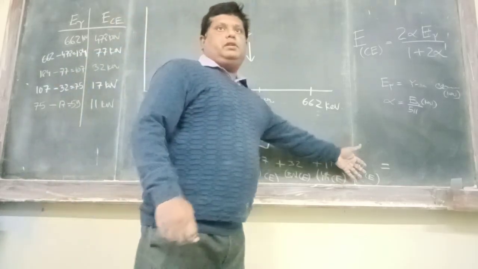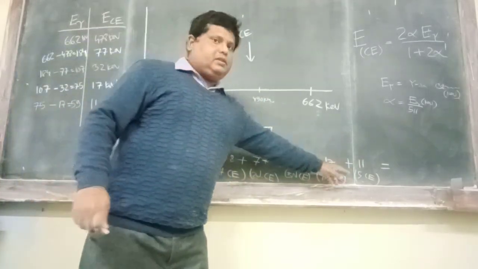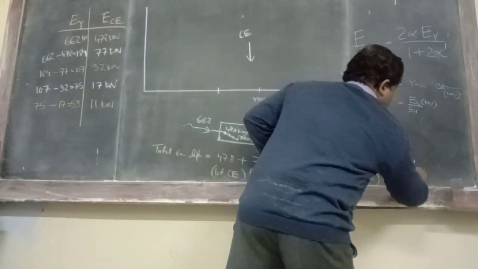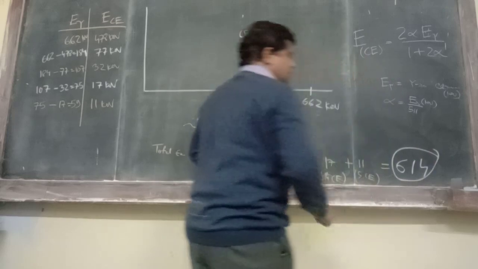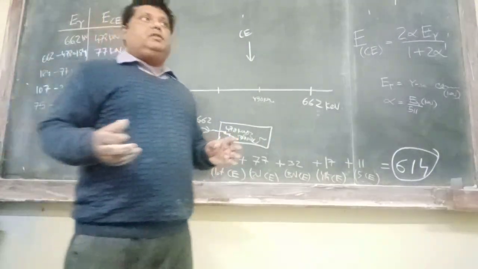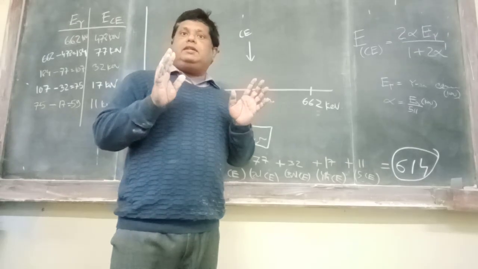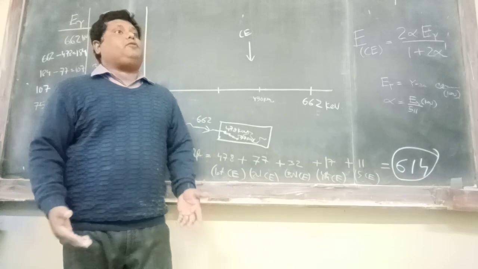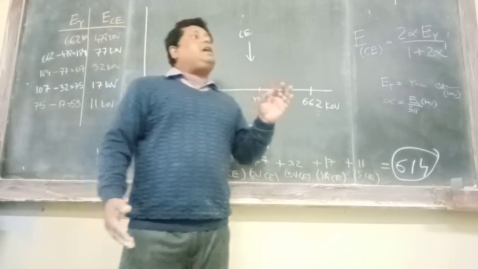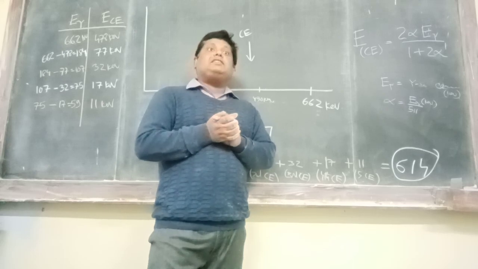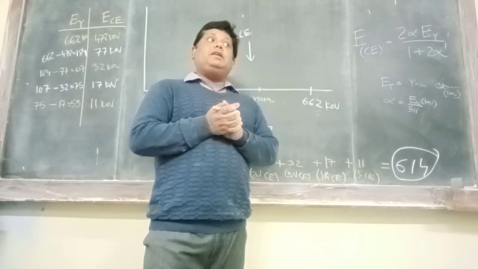Maximum energy deposited. Add this up. How much is this? 614. Good. We have crossed the 600 mark. So if I ask you in the examination, given the incident energy is 662 kV, after how many successive Compton scatterings can we have 612 kV? So the answer will be minimum 5.